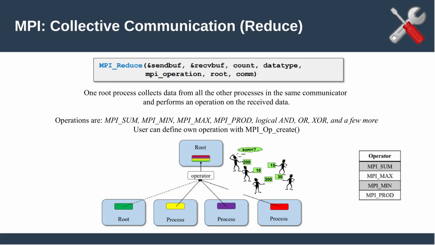In MPI's reduce operation, a root process gathers data from all processes within a communicator and performs operations like MPI sum, MPI min, MPI max, and MPI prod. Logical operations such as AND, OR, and XOR are also available. Users can define custom operations using MPI op-create for tailored data processing needs.